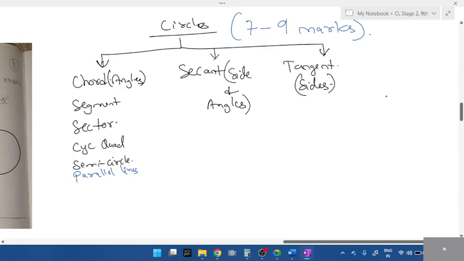There is one more property left in chord. We have one property. Mostly they don't ask questions based on that. Still, I'll explain that.